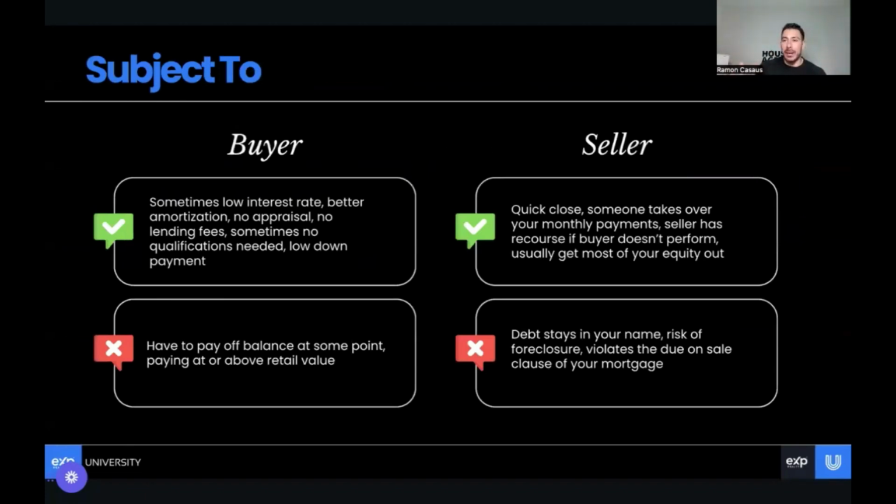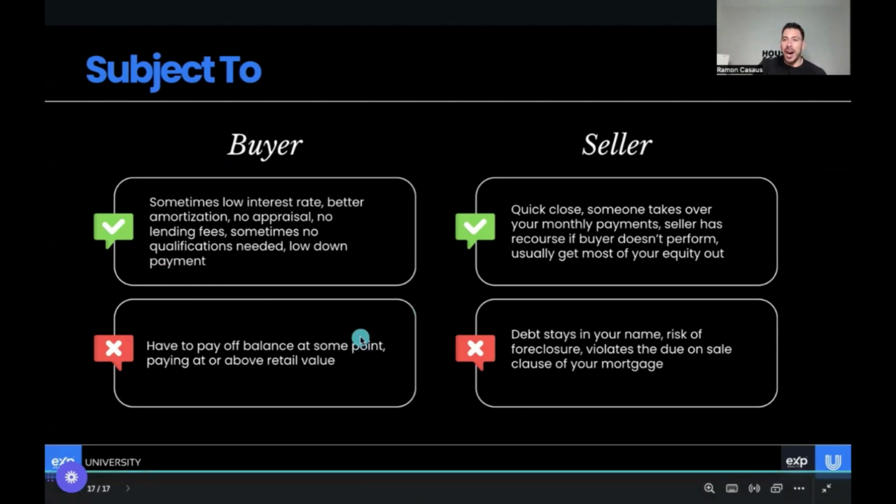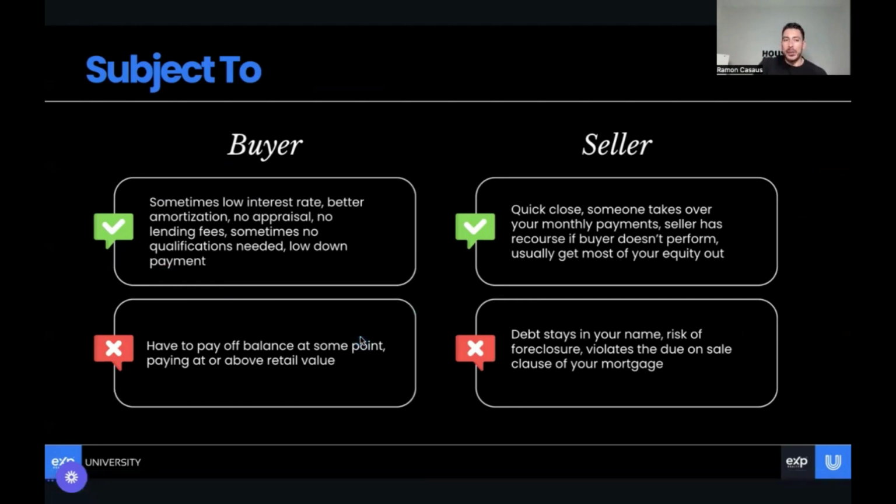And so that can mean that the buyer would need less of a down payment to buy the property. Okay, let's jump into the cons. And as you can see right off the bat, there's not a lot of cons here, right? If you think about it, the buyer gets the low interest rate, potential for a low down payment, no appraisal, no lending fees, technically no qualifications needed. Not a bad deal for the buyer, right?